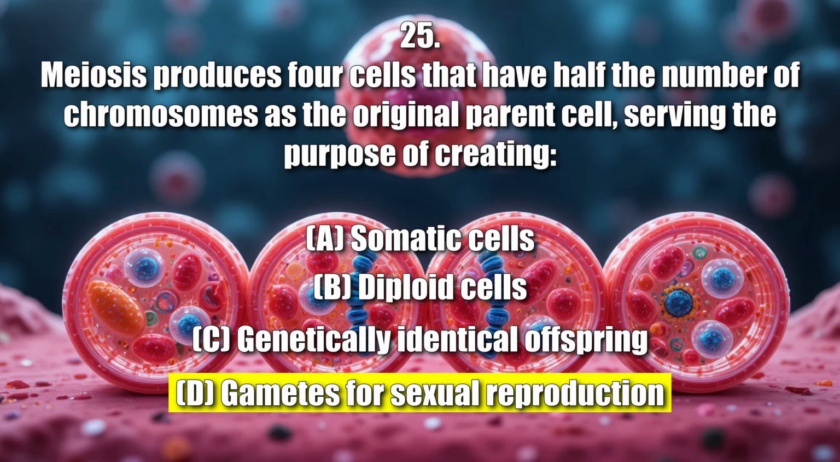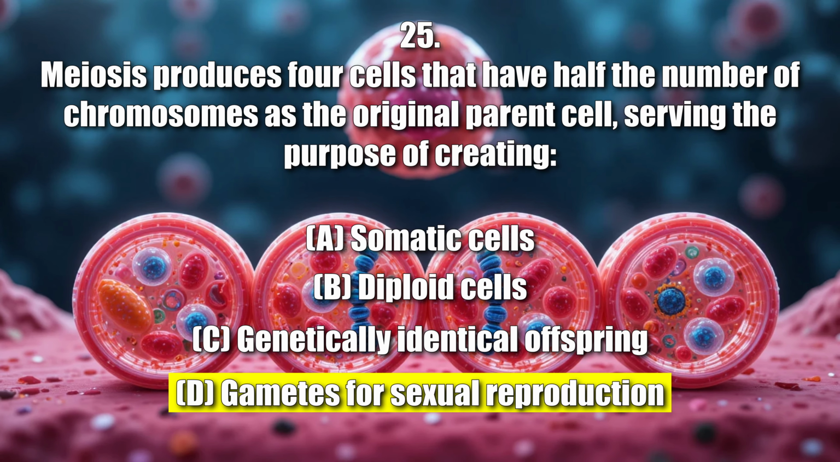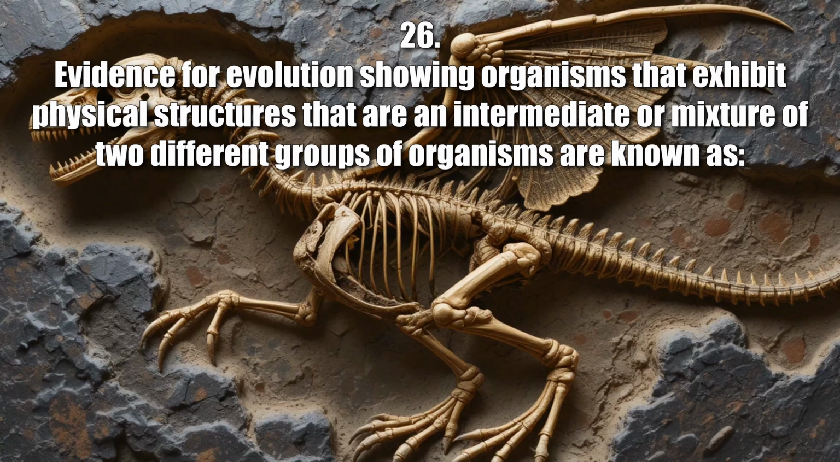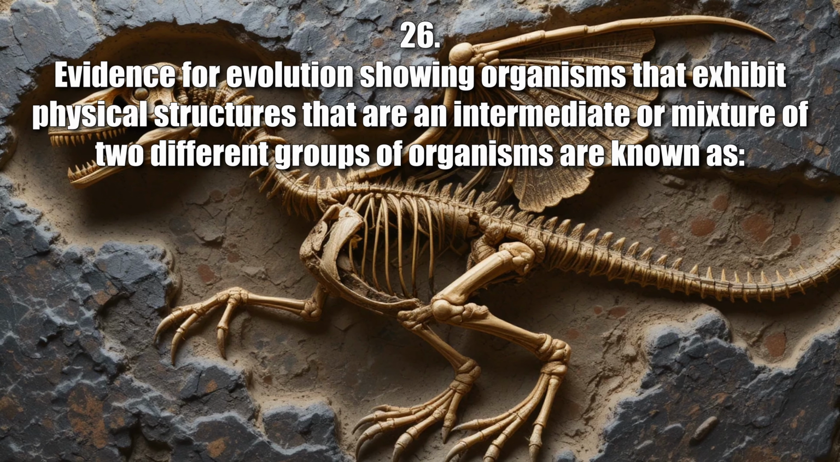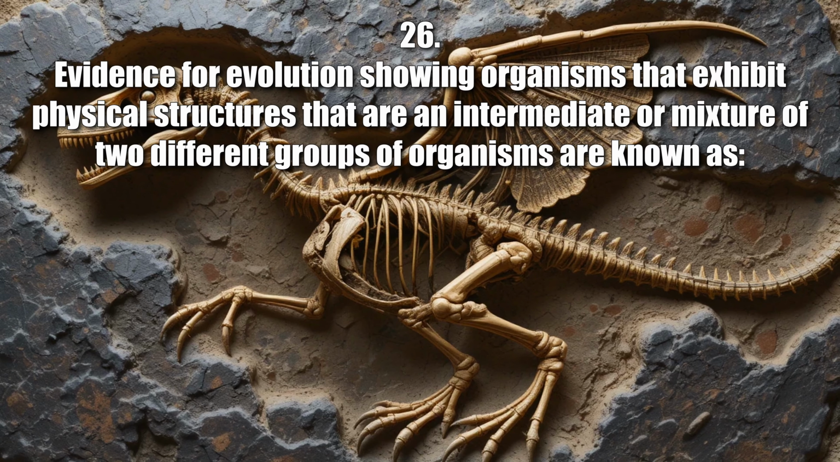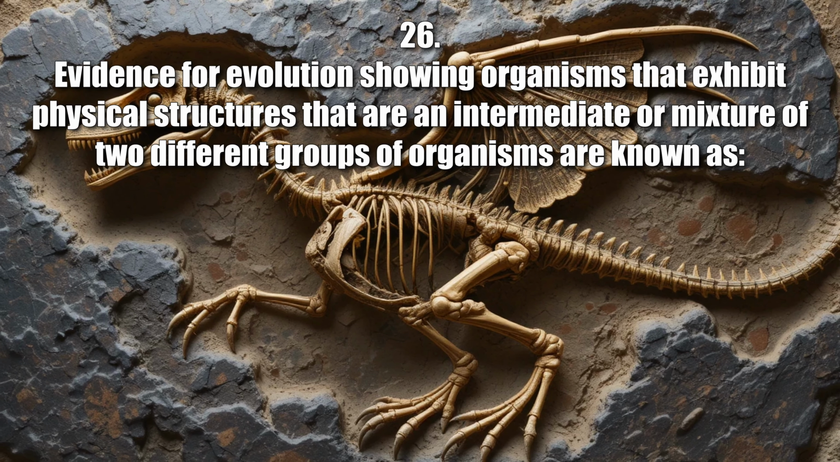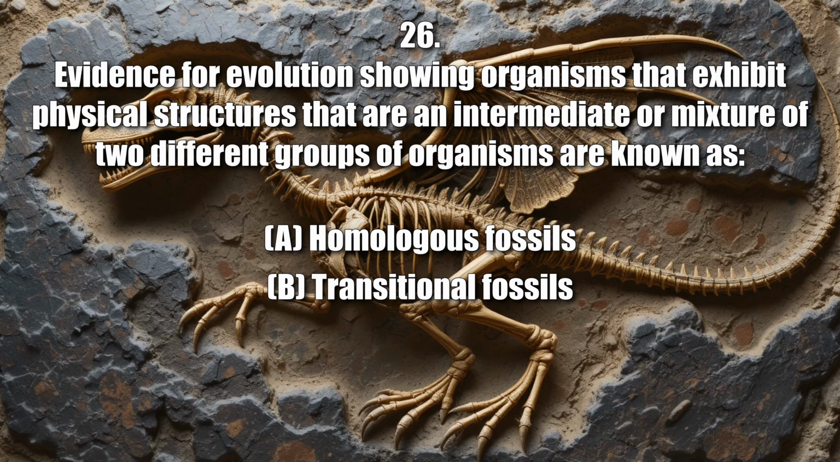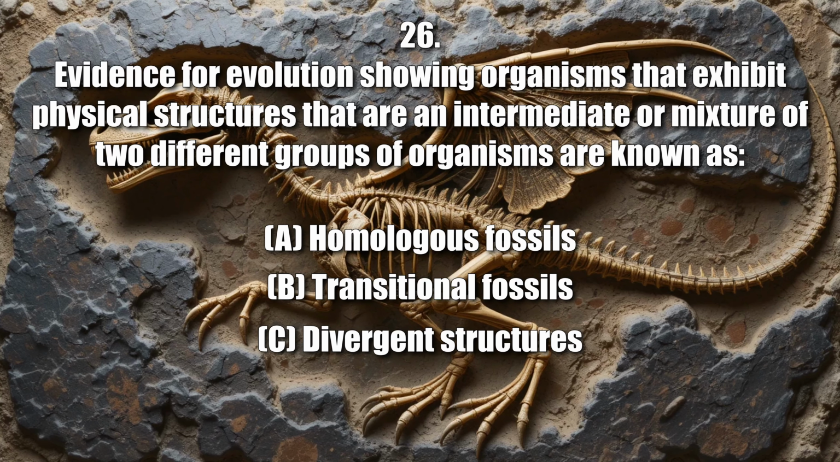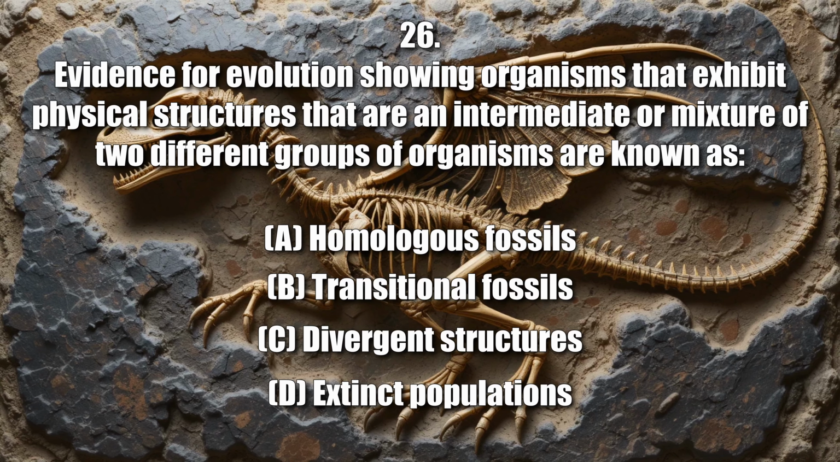The correct answer is D. Gametes for sexual reproduction. 26. Evidence for evolution showing organisms that exhibit physical structures that are an intermediate or mixture of 2 different groups of organisms are known as A. Homologous fossils. B. Transitional fossils. C. Divergent structures. D. Extinct populations.